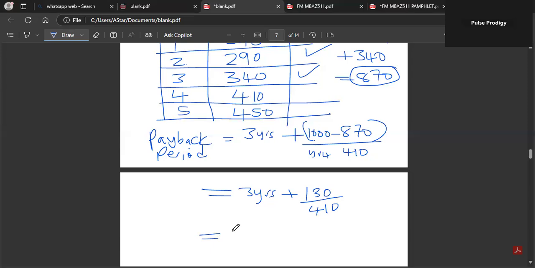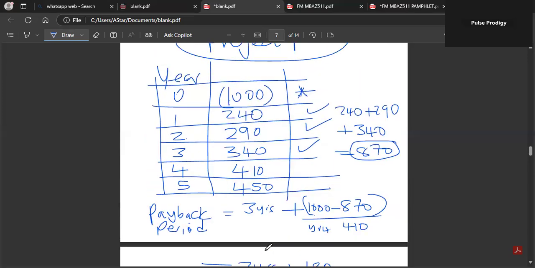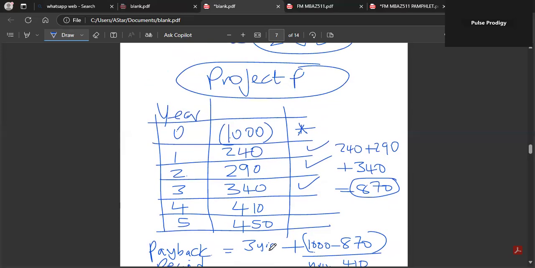So the answer is 3.3 years. That's the payback period for this project. Is it clear so far? If they ask you to find the payback period for this project, is that okay? Are we safe calculating the payback? Yes, we're together. If you're behind, please feel free to ask questions.